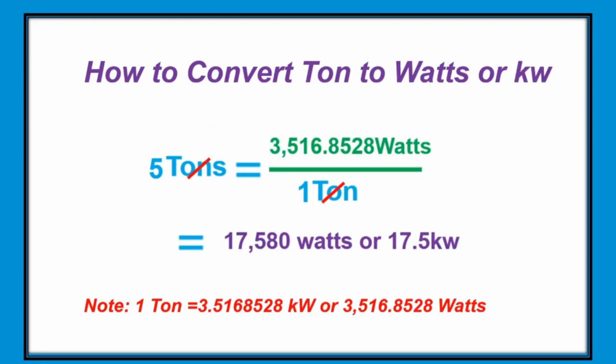Next, how to convert tons to watts. Our example here is 5 tons. Note, 1 ton is equal to 3.516 kilowatts or 3,516 watts. 5 tons times 3,516 watts over 1 ton. So we're going to cancel the tons, and the answer is 17,580 watts or 17.58 kilowatts.